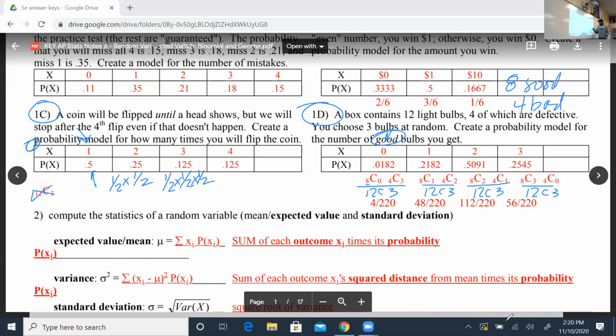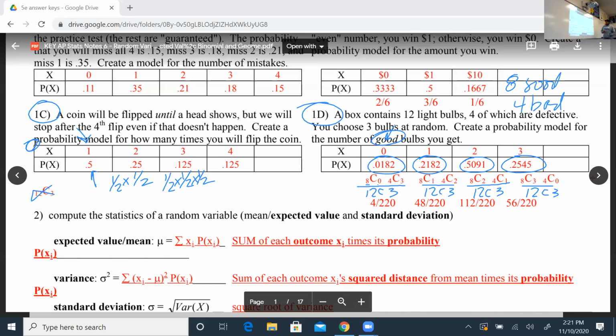The next one: of the 8 bulbs that were good, I chose 1 of them, and of the 4 bulbs that were bad, I chose 2 of them. And by the way, it's divided by 12 choose 3, because there's a total of 12 light bulbs and you're choosing 3 of them. Now, you don't really have to worry about crunching those numbers. I would just write this down. If you can, pause the video and write this down. We're just working on making probability models. That's all we're doing. We're not doing anything super fancy.